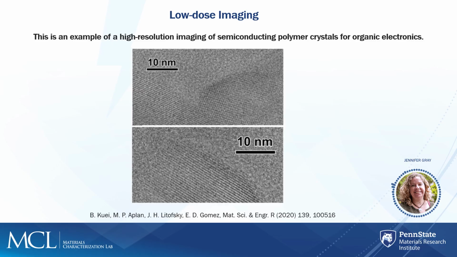This is another example of a semiconductor polymer crystal that would be used for organic electronics applications. And again, using a direct electron detector, in addition to cryo conditions, we can directly see the lattice fringes in these images and show that these polymer nanoparticles are actually crystalline.